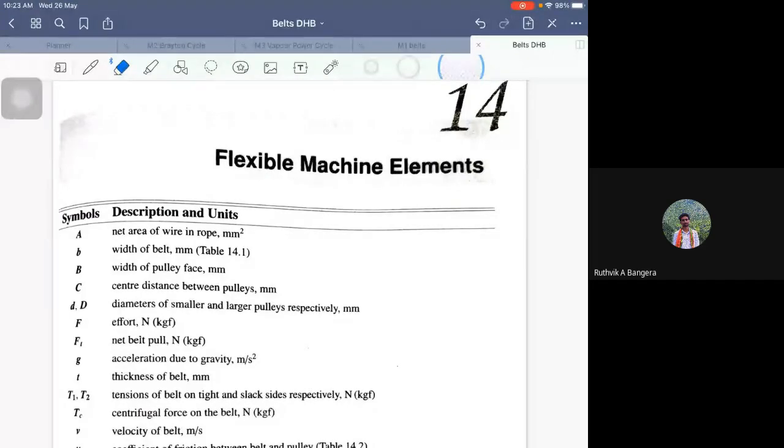So my suggestion is do not concentrate much on the theory. You have to concentrate on the problems. There are only problems in the design. There is very limited theory. There is no concept of theory in the case of design. Okay.